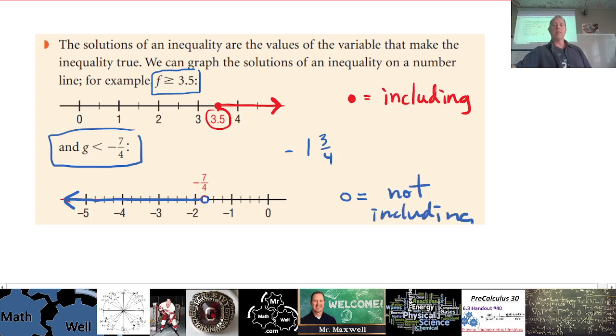And so this graph over here would be f, or g in this case, is less than -7/4, which is the value there. So just less than, no, or equal to. All right.